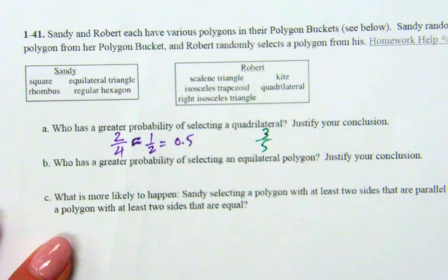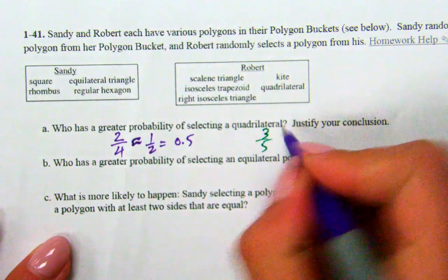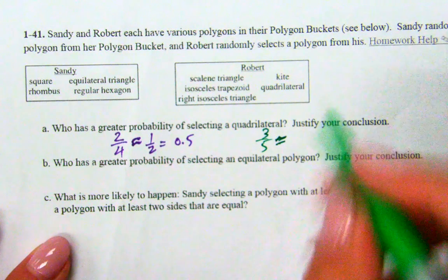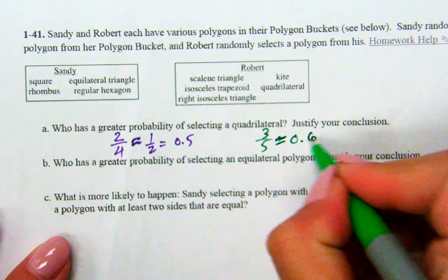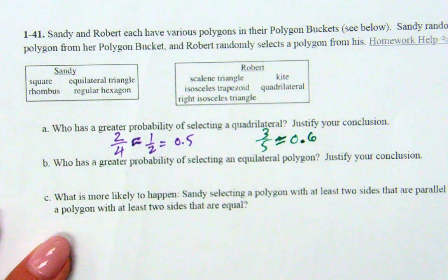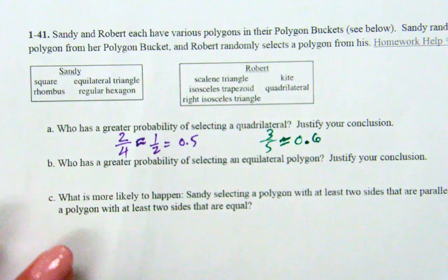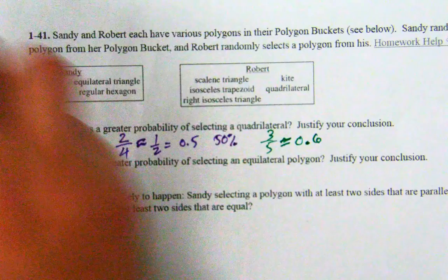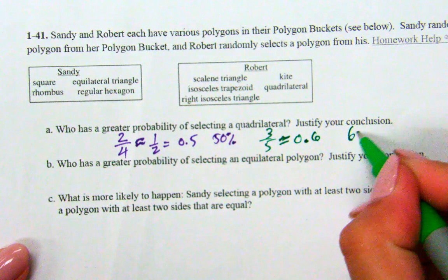Robert, on the other hand, has 3 out of 5, that obviously I can't simplify anymore, but 3 out of 5 is equal to, as a decimal, 0.6. So technically he has a 60% chance versus Sandy's 50% chance of actually selecting a quadrilateral. So who wins? That would probably be Robert. Right? That's 50% here, and that's 60% here.